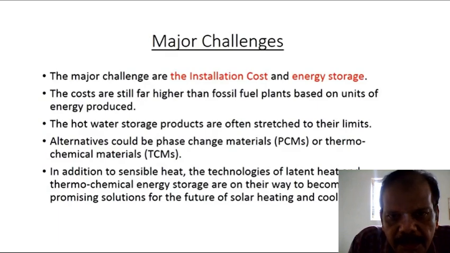The hot water storage products are often stretched to their limits, and alternatives could be phase change materials or thermochemical materials, which can be used for storing the heat or converting the heat into other forms. So in addition to sensible heat, the technologies of latent heat and thermochemical energy storage are on the way to becoming very promising solutions for the future of solar heating and cooling.